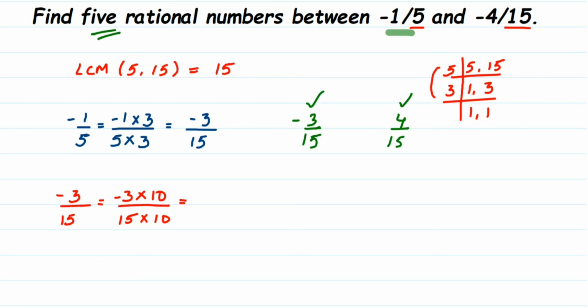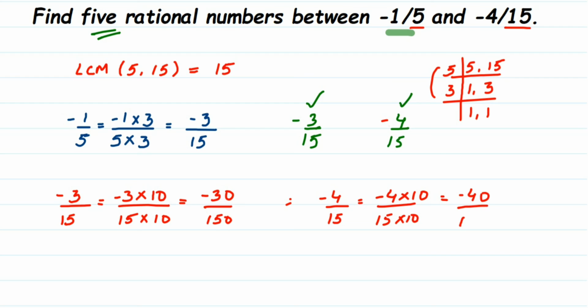So this will become minus 30 by 150, right? And the next number is minus 4 by 15. So minus 4 by 15 is equal to, I'm going to multiply the numerator and denominator by 10, so this will be equal to minus 40 by 150. Now you can see that I am multiplying 10 with both the numbers. You should not change it, otherwise the denominator will be different. You can see the denominator is 150 for both numbers, and I have minus 30 here and minus 40 here.